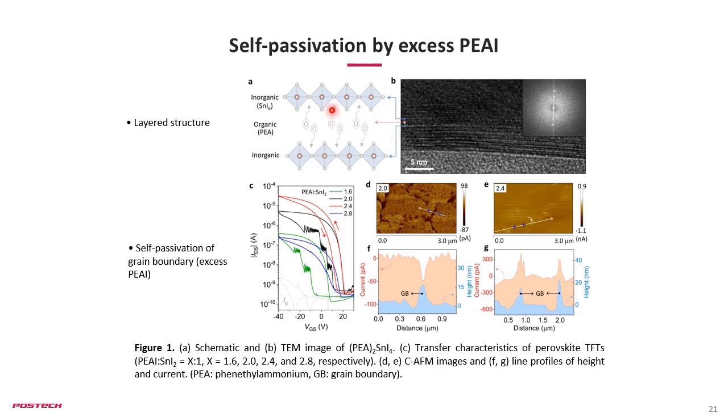As you can see, the 2D perovskite shows a perfect layer-by-layer structure in the TEM image. Then we add excess phenylethyl ammonium iodide A cation. If the A cation molar ratio is increased from the stoichiometric, it shows a larger drain current. The conducting AFM image also clearly shows that by adding this excess phenylethyl ammonium iodide, the conductivity in the grain boundary is increased. So we know that this excess A cation works as a grain boundary passivation, connecting the grains very well.